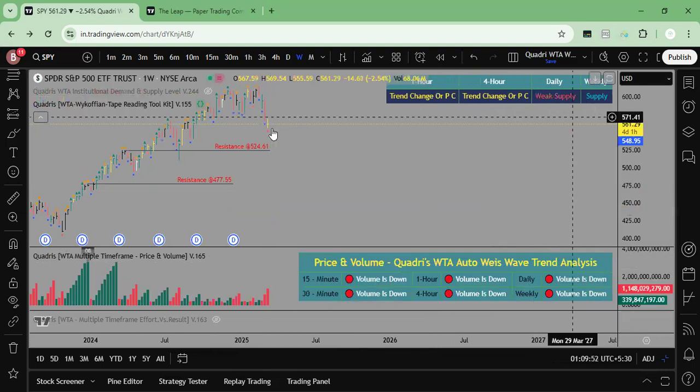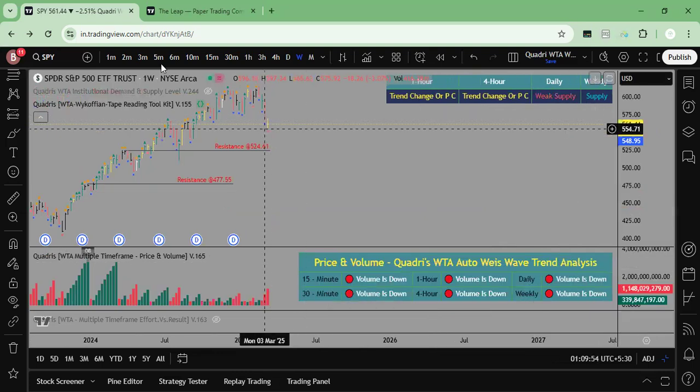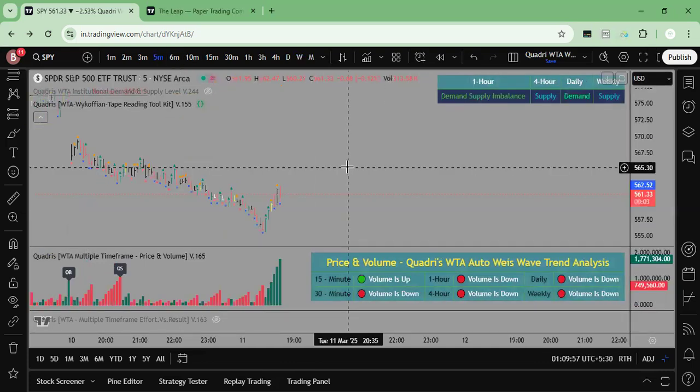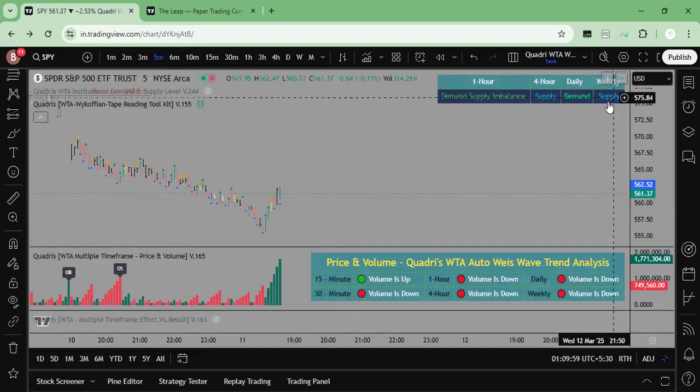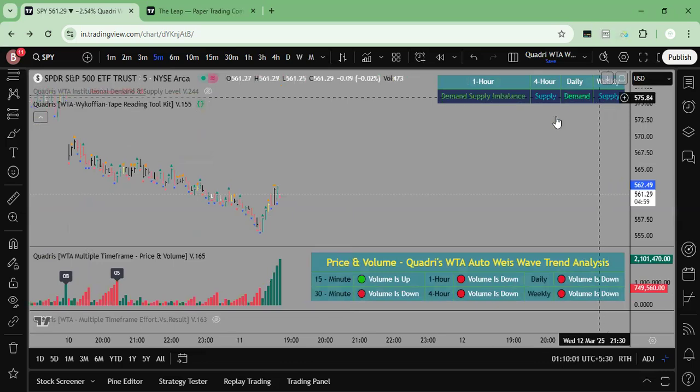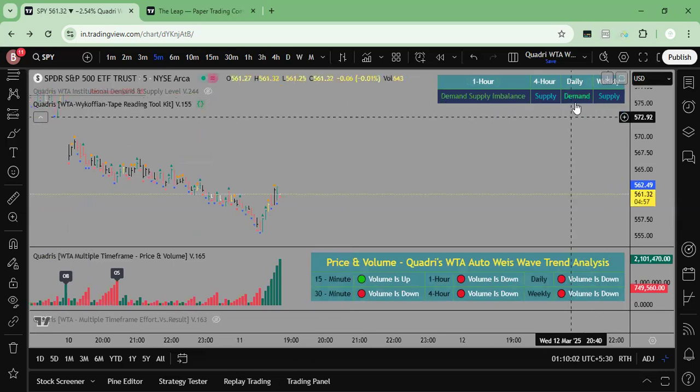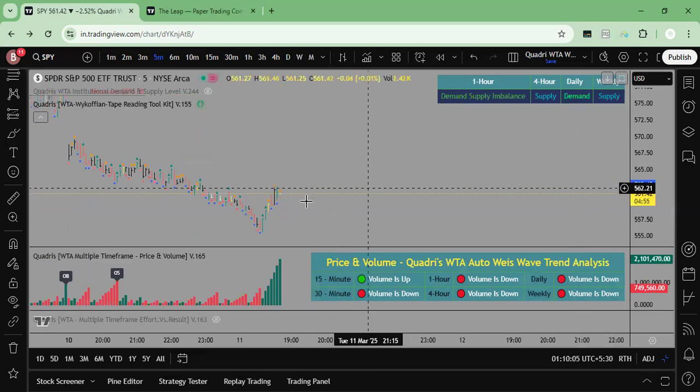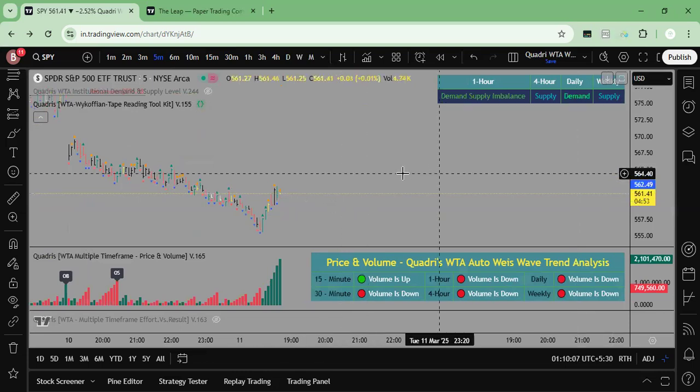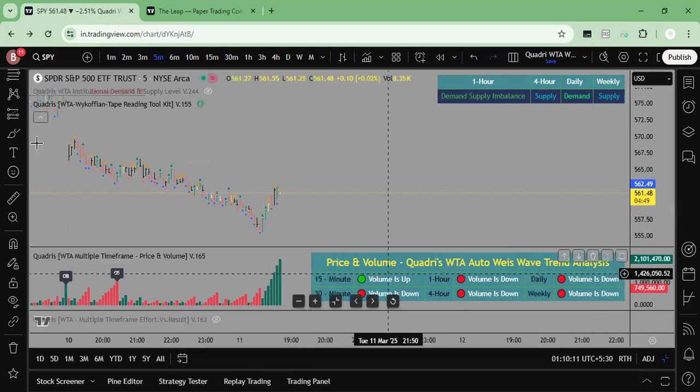As for weekly, it is showing us supply. If I come down to 5 minutes, it is showing us supply as well. Sometimes daily and weekly data may get affected due to different server timings and other things, but this will not happen in this one, price and volume.